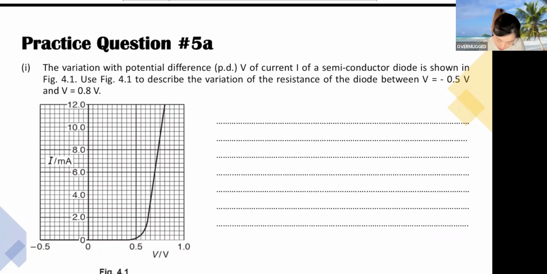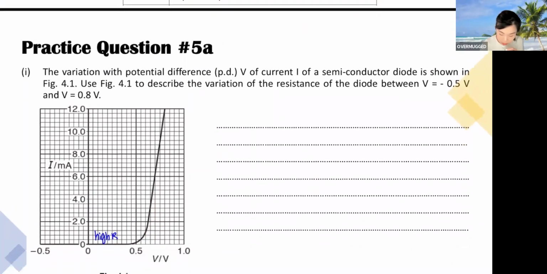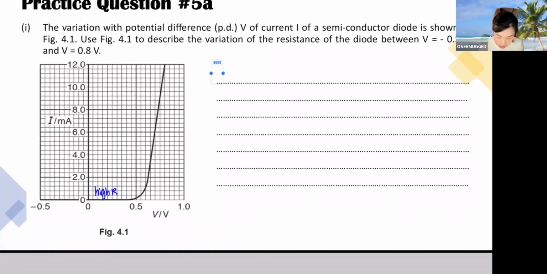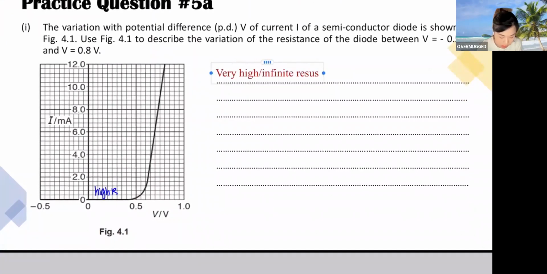You can see that from negative 0.5 to 0.8, initially from negative 0.5 to 0.5, there is no current, that means it's high resistance. But as the voltage starts to increase, the current starts to increase, which means more current is flowing through, so there will be lesser resistance. Understand? So we say that at first, there is very high, or in fact, infinite resistance for negative voltage, just up to 0.4 volt.